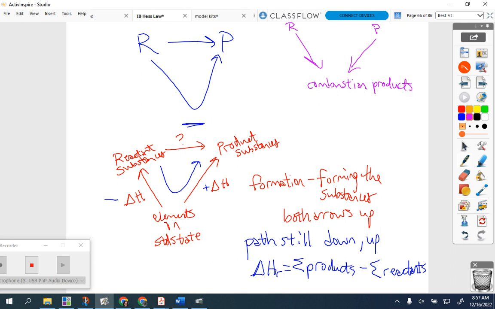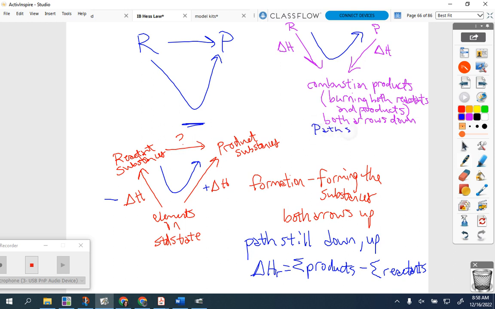All right. We are using enthalpies of combustion, we are burning both the reactants and the products. We are destroying them. So both arrows are down. But my path is still going like this. My path is always going like that. Okay? I have my delta H over here, and I have my delta H over here. My path stays the same. So because the path stays the same, this is not going to be flipped, and the products are going to be flipped.